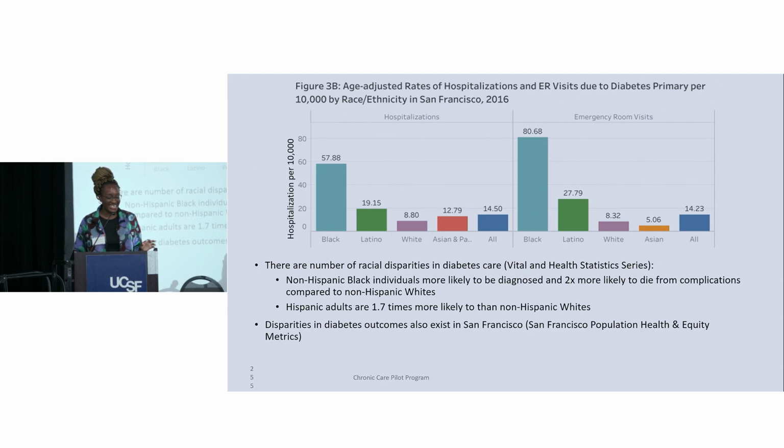Similarly, Hispanic adults are 1.7 times more likely than their non-Hispanic white counterparts to be diagnosed with diabetes. And these disparities also exist in San Francisco. As you can see in this graph, which looks at the age-adjusted rates of hospitalization and ER visits due to diabetes, in 2016, Black and Latinx individuals are more likely to experience adverse outcomes related to diabetes.